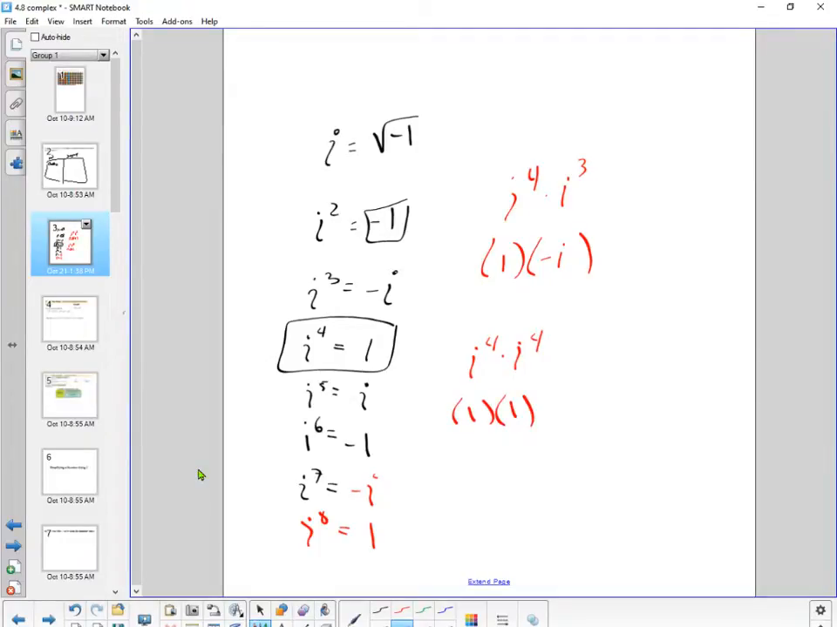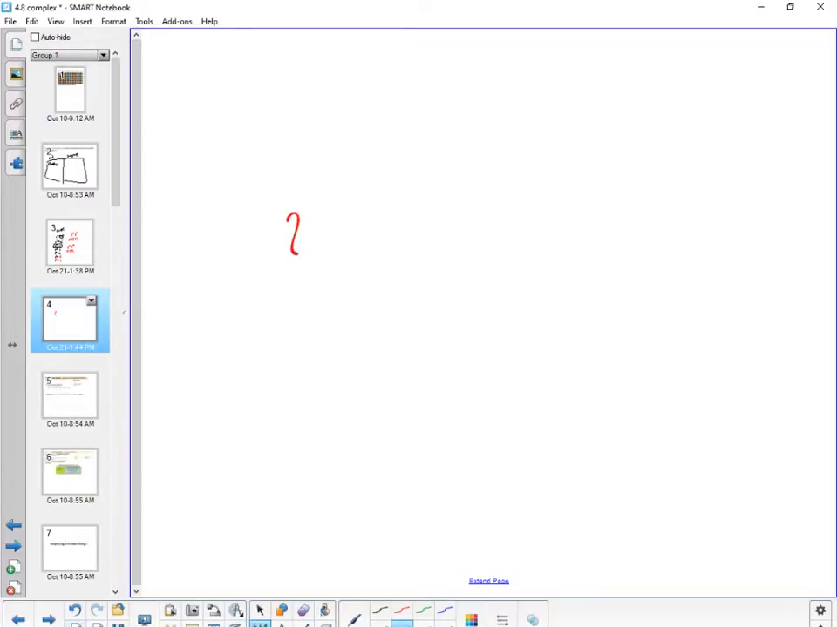Now what's happened at this point? There's a pattern. Which ones do you need to know? Just the first 4, because after the first 4, they're just going to repeat over and over and over. You're going to get that same pattern: i, negative 1, negative i, positive 1. So if I asked you to find i to the 27th, use that pattern. Find me i to the 27th, please. Negative i.